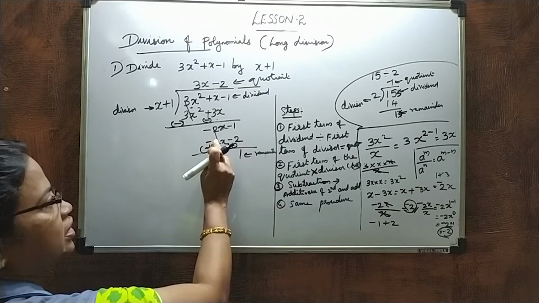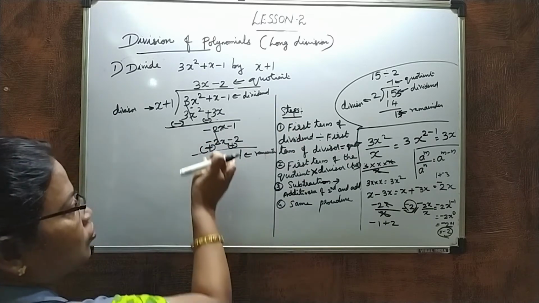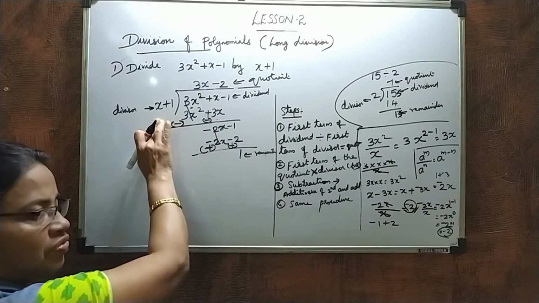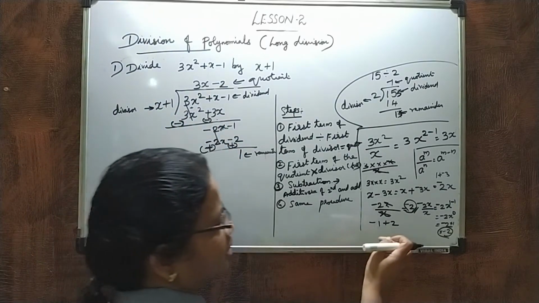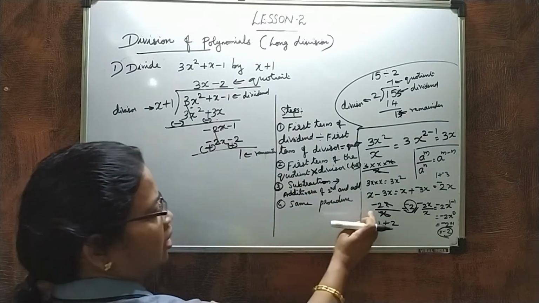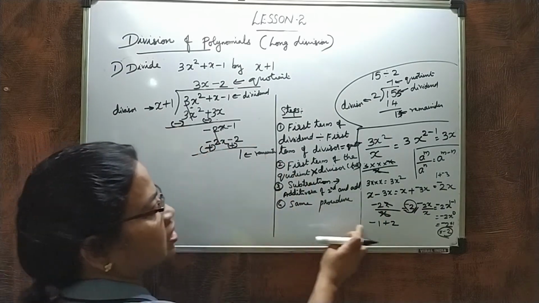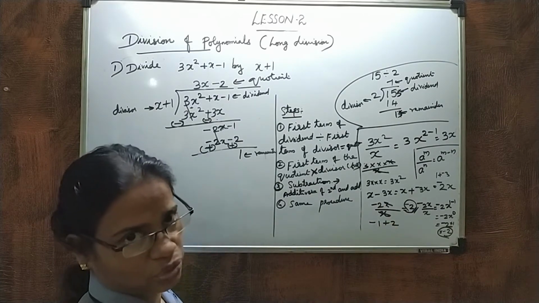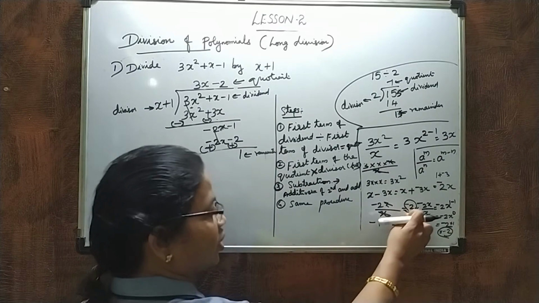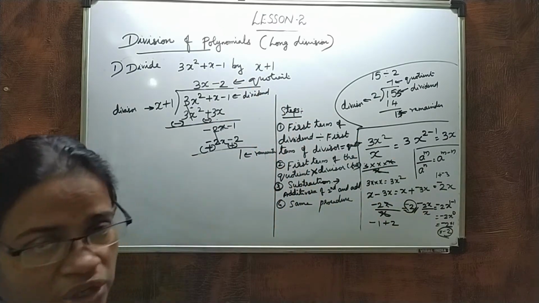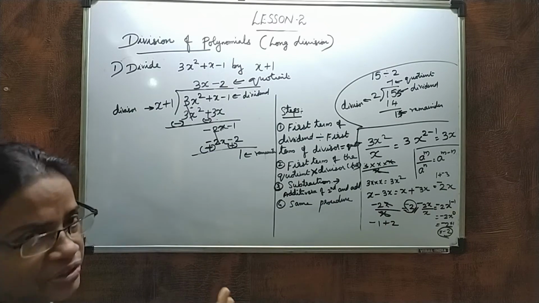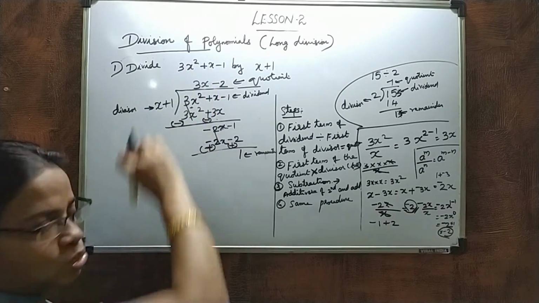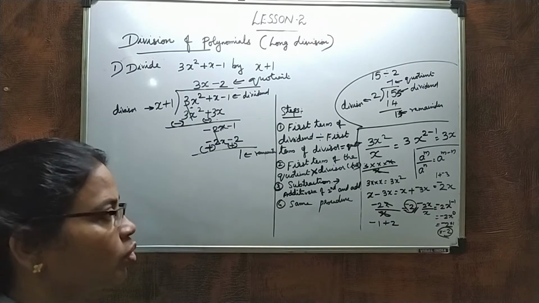After that, the same steps. Take the first term of the dividend divided by the first term of the divisor. First term of the dividend is negative 2x divided by first term of the divisor, it is x. x and x cancel, you will get the answer as negative 2. That answer you have to write on the top as the quotient. So you have to remember only one thing. What? Dividend divided by divisor, you will get the answer quotient. Clear? Okay.